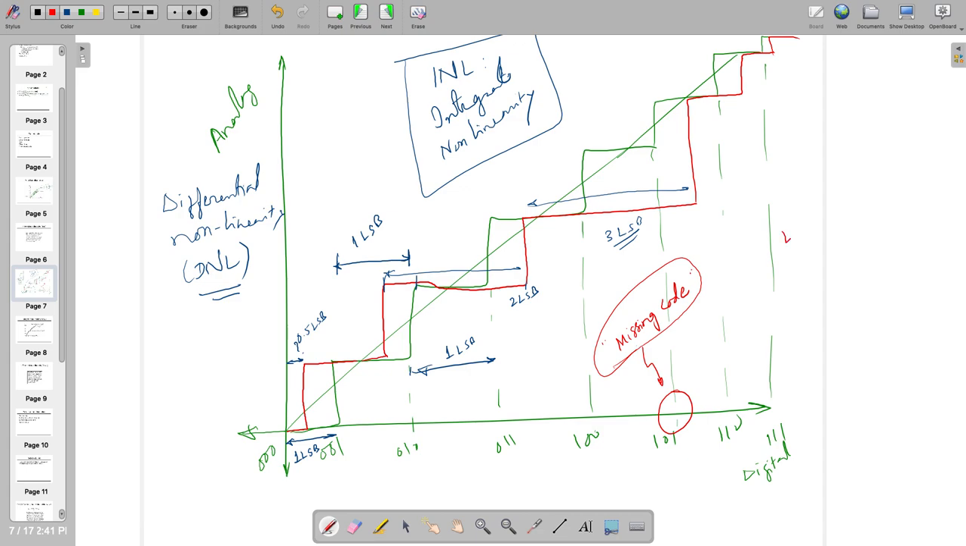That is the budget. Actually, it has to be 1 LSB, but we made the budget half so that it is within 0.5 LSB. It will not go here and there. So this missing code non-linearity is due to what? This is happening because of your INL or DNL, or this staircase is not within 0.5 LSB.